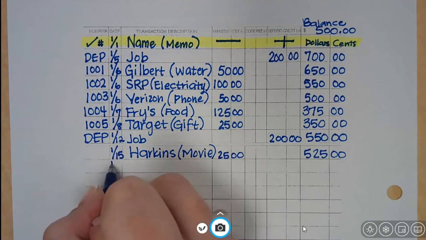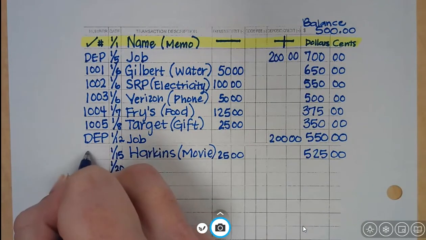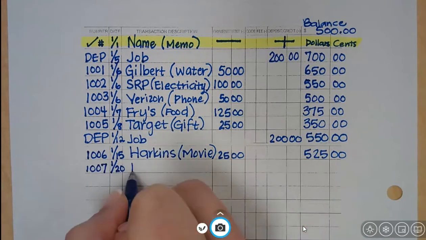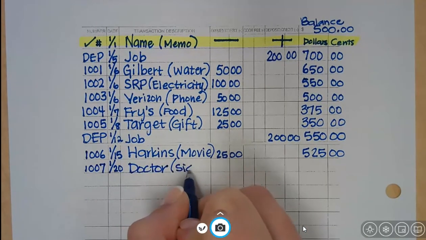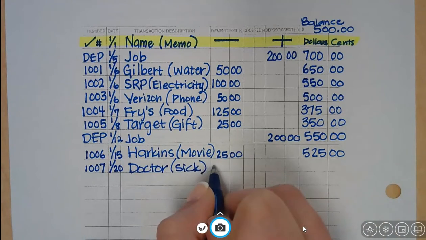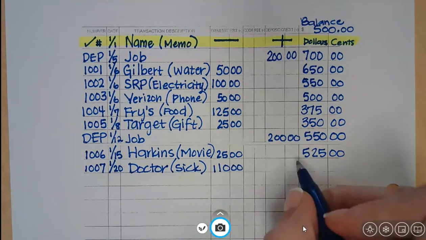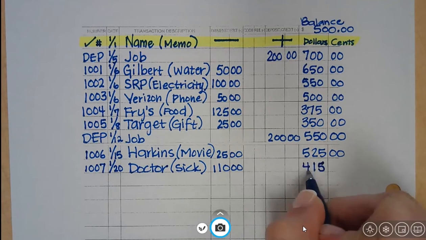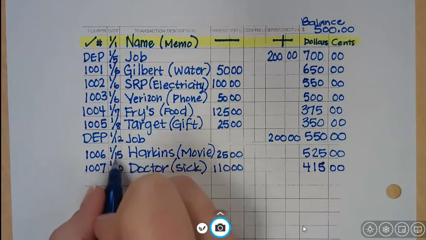And unfortunately, it was January, and because I'm a teacher, I got sick. I forgot the check number. So check number, and I ended up having to go to the doctor. Okay, and that was $110. And so I have to subtract $110 from here. And so I end up with $415 left.